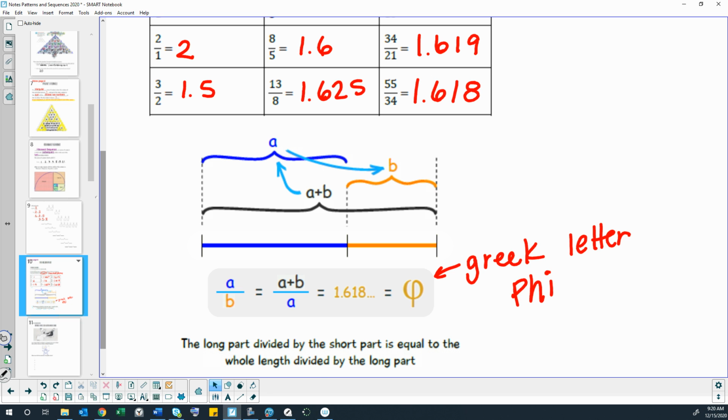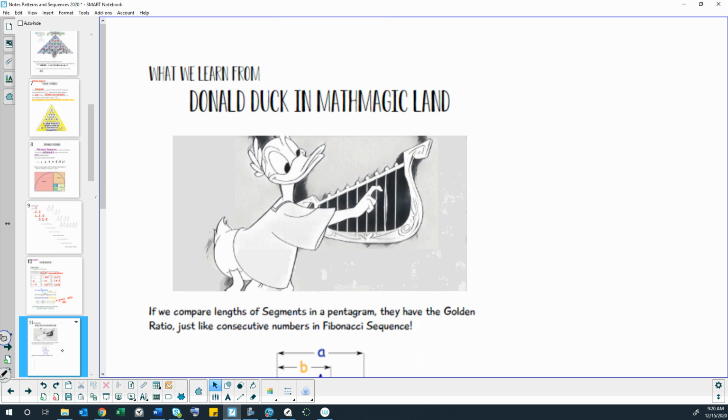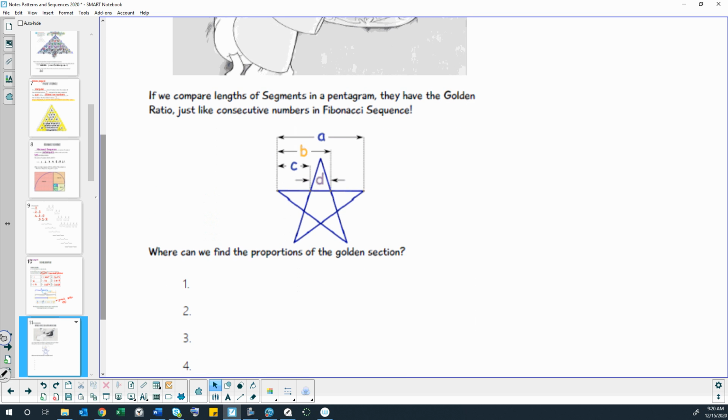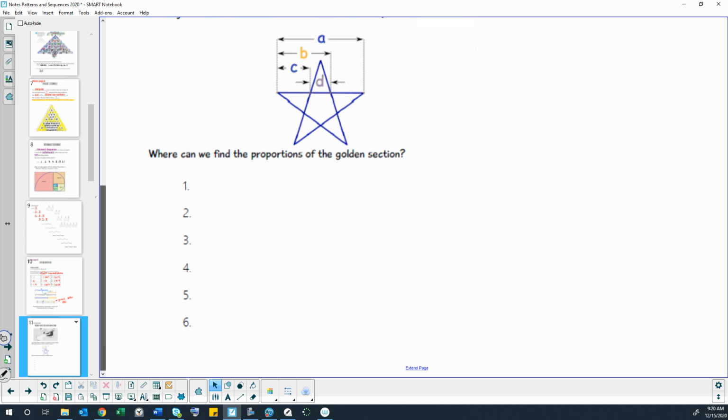So what we're doing next is we're going to watch a little video, Donald Duck in Mathmagic Land. The video is going to show us all sorts of places where we see that golden ratio. It's not all about the golden ratio, there's other math in it too, but that's the main exciting focus today. The narrator talks about the pentagram, which is a star shape, and how the different lengths of pieces in a pentagram actually have that same golden ratio. So it's kind of cool. The golden ratio is sometimes also called a golden rectangle or a golden section, and the video is going to talk about different places where you can see that.